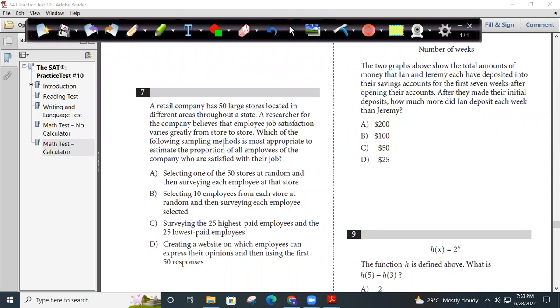Try to solve the 7th question and give me your answer, but read the question carefully. Then I'll explain how to solve this question. Start. You have 1 or 2 minutes to answer this. Start. Question number 7.